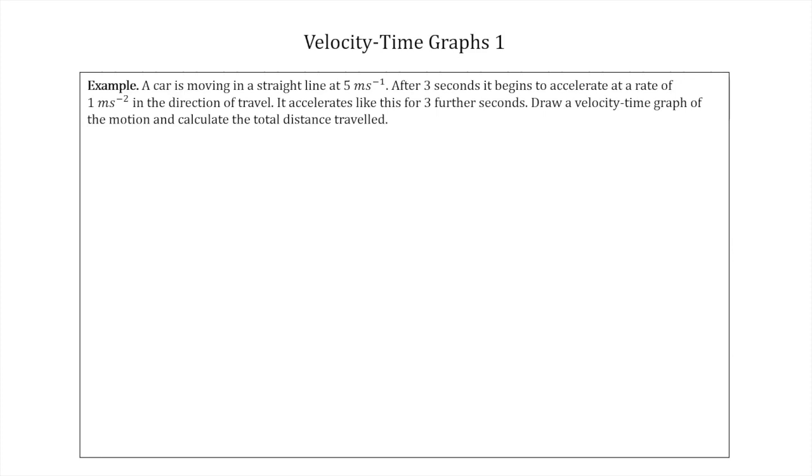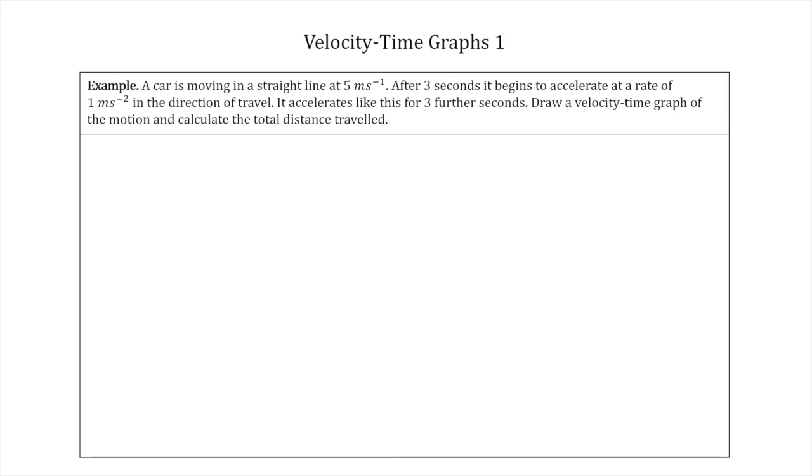A car is moving in a straight line at 5 meters per second. After 3 seconds, it begins to accelerate at a rate of 1 meter per second squared in the direction of travel. It accelerates like this for 3 further seconds. Draw a velocity time graph of the motion and calculate the total distance traveled. So there's quite a lot of information there. It's quite wordy, but it's not so bad. Let's just start doing what they asked.